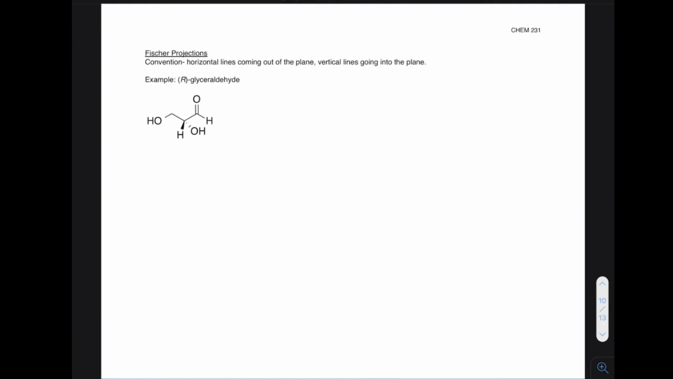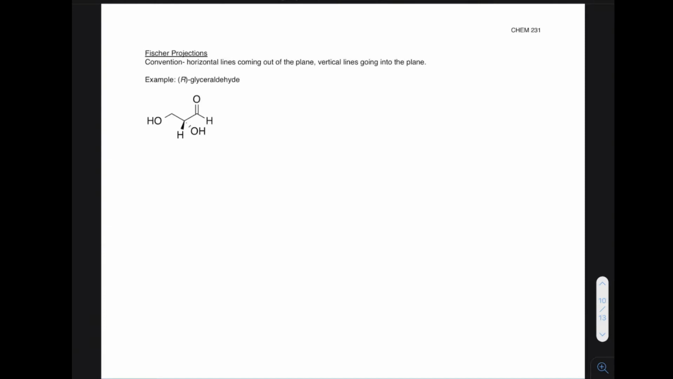So Fischer projections are a convention to look at molecules in a slightly different way where everything is totally flat. And so the convention typically is horizontal lines coming out of the plane, wedged, and vertical lines going into the plane, dashed. So what do we mean by that?